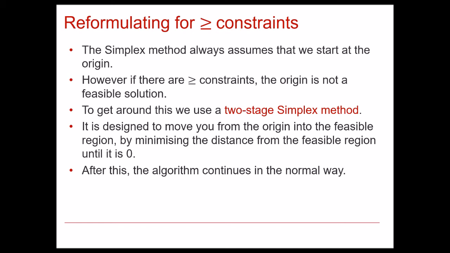So what we do to get around it is we do this simplex method in two stages. So the first stage will involve moving into the feasible region, and we'll do that by minimizing the distance that we are outside of the feasible region until that is 0. Once we've done that, then we can proceed in the usual way to minimize or maximize the objective function.